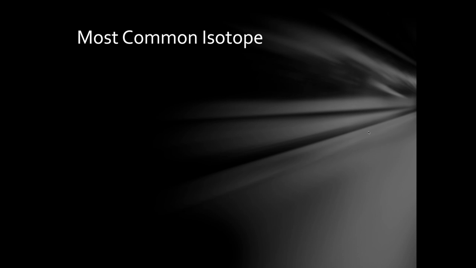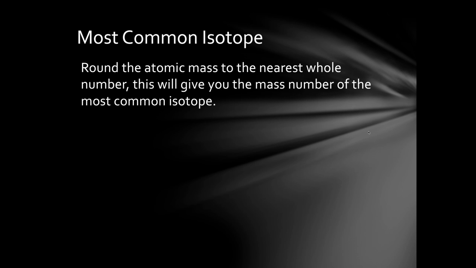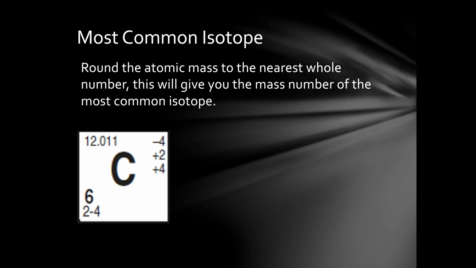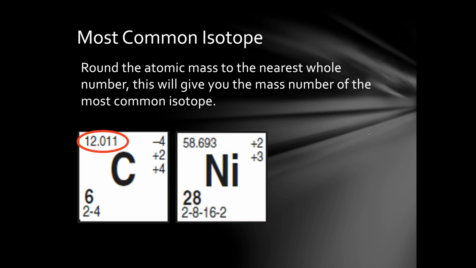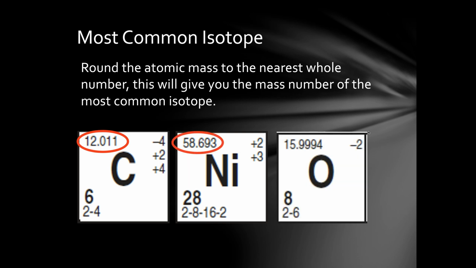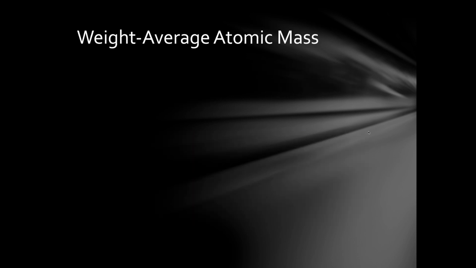You could look this up on the internet also, but a really simple, quick way to do it, it doesn't always work, but it works most of the time, is to just take the atomic mass that you see on the periodic table and round it to the nearest whole number. Again, it doesn't work all the time, but for the purposes of this course, it will work fine. So carbon 12 would be the most common isotope for carbon, and nickel 59 would be the most common isotope of nickel, and oxygen 16 would be the most common isotope of oxygen.